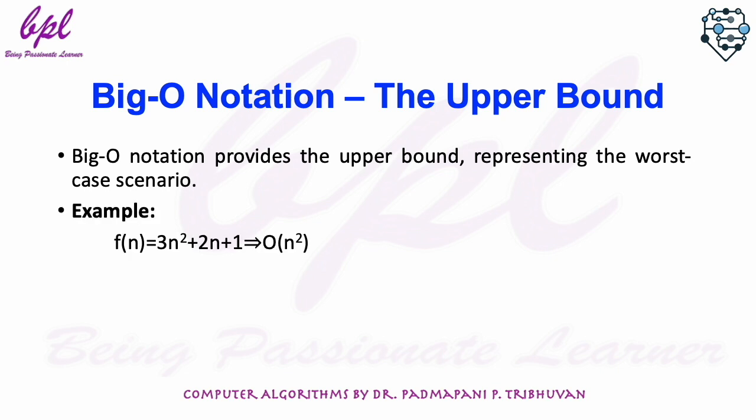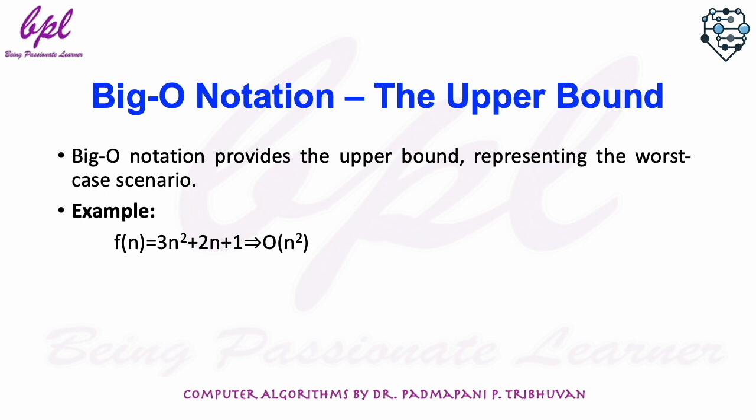Let's consider the following function representing the time complexity of an algorithm. f(n) = 3n² + 2n + 1. This function has three terms. 3n² is the quadratic term, which grows faster as n increases. 2n is the linear term, which grows at a slower rate than the n². 1 is the constant term, which remains the same regardless of the size of n.